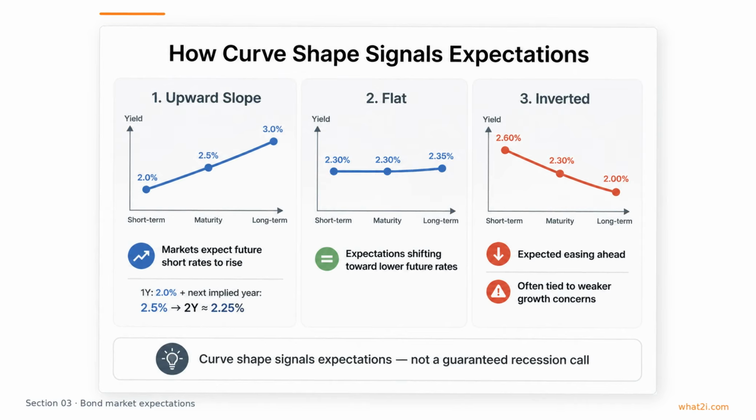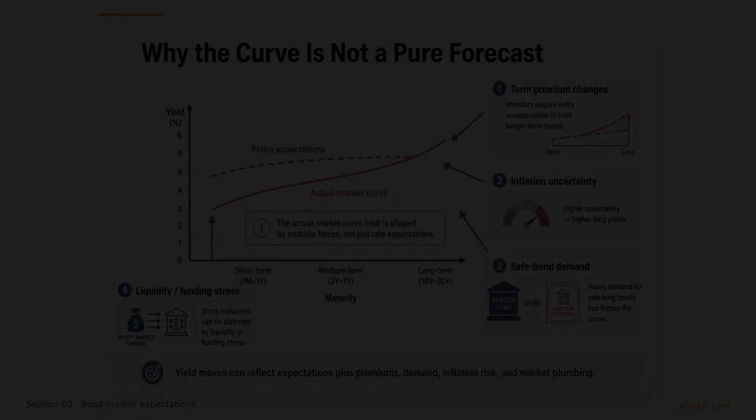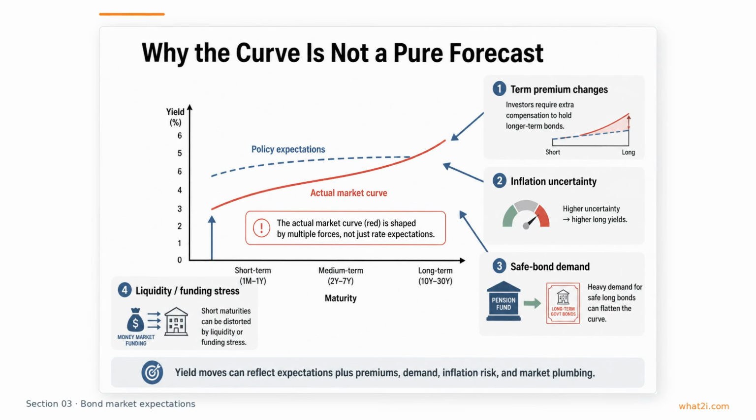Curve shape becomes easier to interpret once you think in terms of expected future short rates. If investors expect short-term rates to rise over time, longer yields often sit above current short yields, producing an upward slope. If they expect rates to fall later, the curve can flatten or even invert. That is one reason inversion is often linked to concerns about weaker growth and later policy easing. Still, the curve is not a mechanical recession switch. It is showing what the market is pricing, not guaranteeing what must happen. It is important to remember that the yield curve is not a pure forecast of future policy.